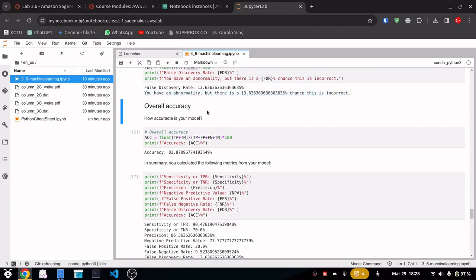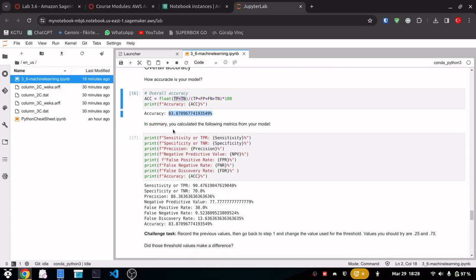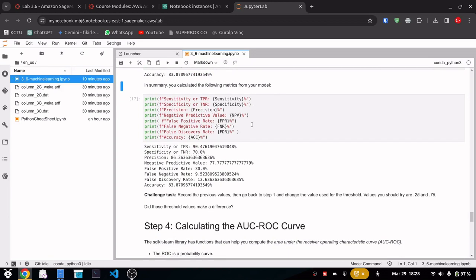So for the overall accuracy, we compute true positive plus true negative divided by all cases, which shows how well the model performed, and its overall accuracy is 83.8%. In summary, you calculated the following metrics from your model.